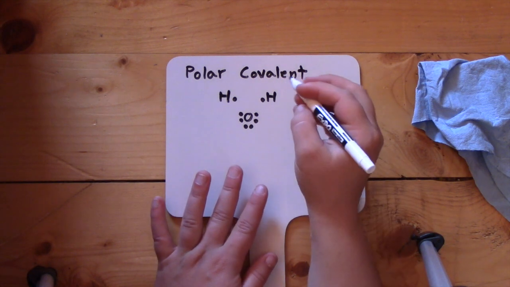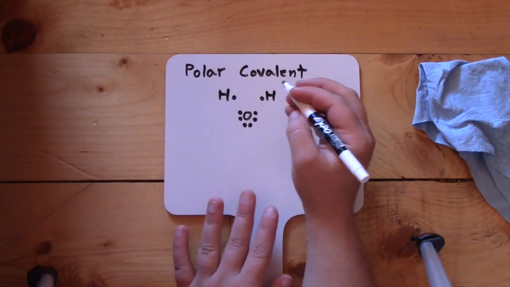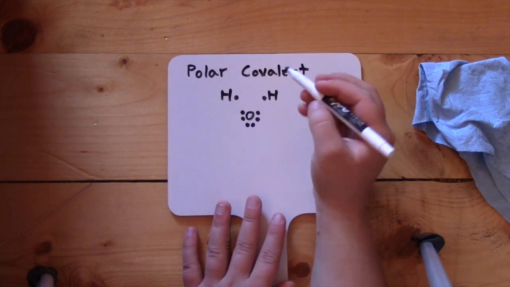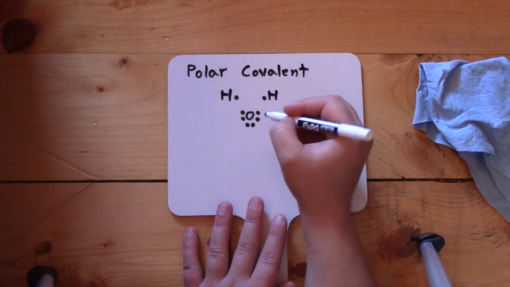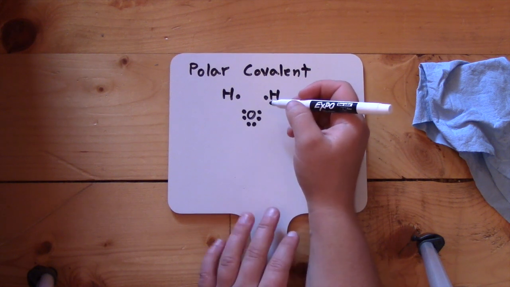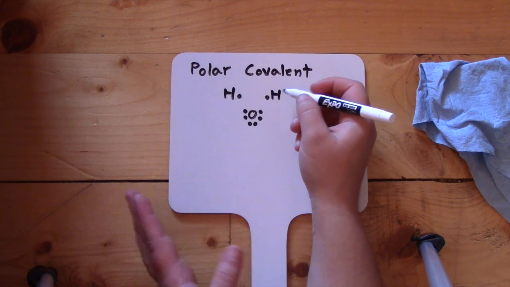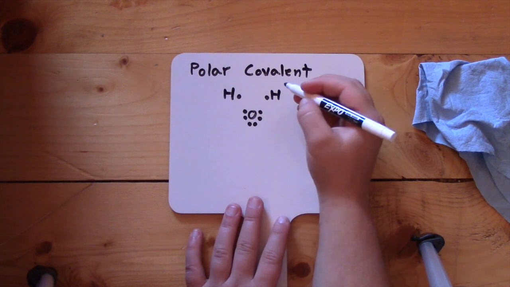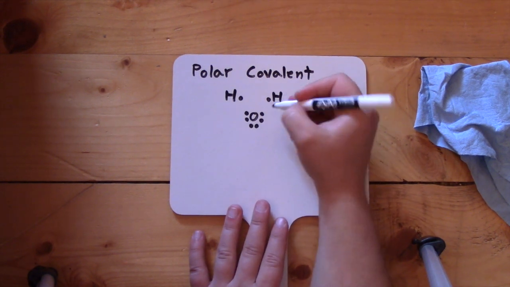Now the next type of bond is polar covalent. It's a little bit different from purely covalent, and we're going to use water as our example. So, water is H2O, 2 hydrogens, 1 oxygen. Now oxygen, same as before, 6 valence electrons every time. Hydrogen has 1 valence electron. Hydrogen actually has 1 electron total, but it wants 2. It's the only one that wants 2. So it's going to share, same as last time.